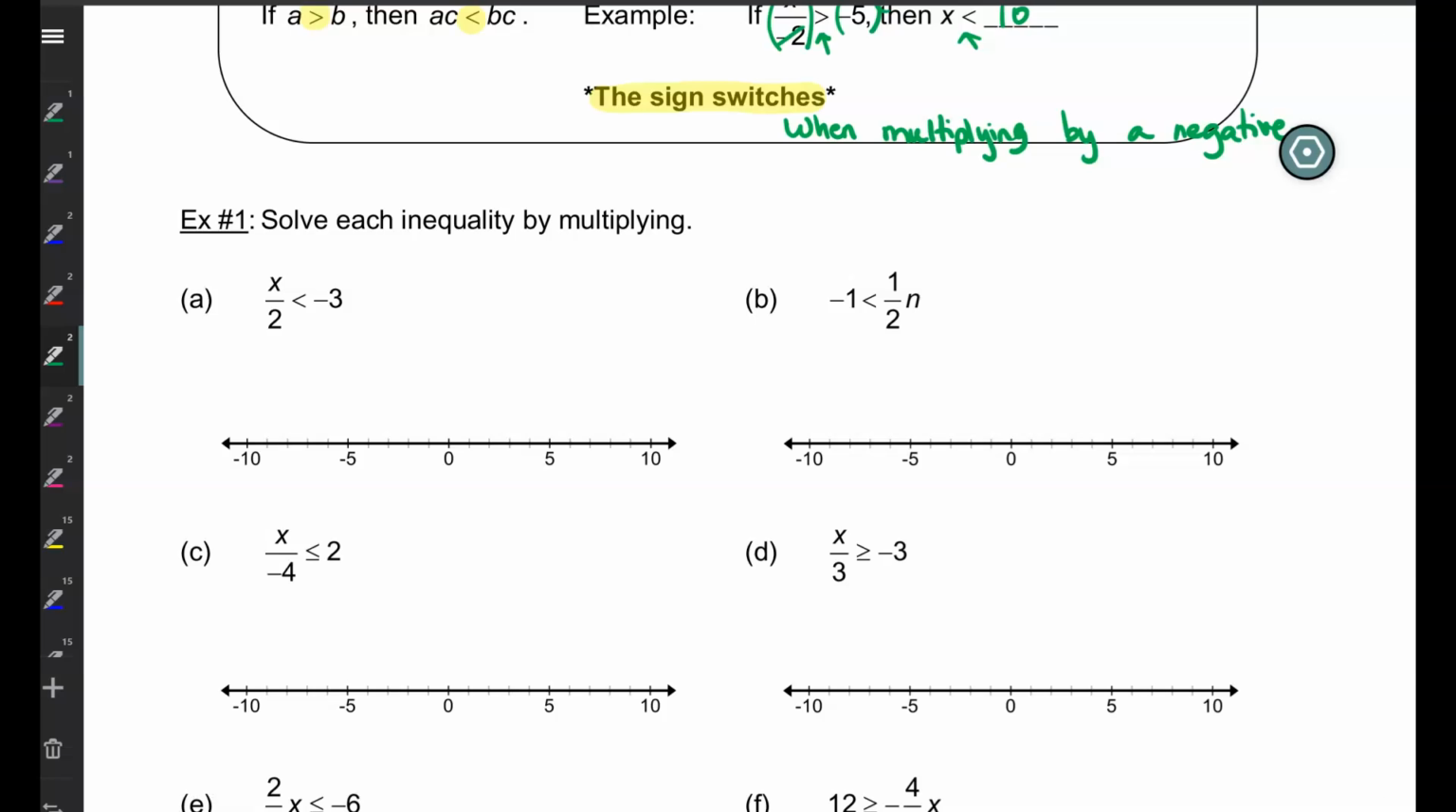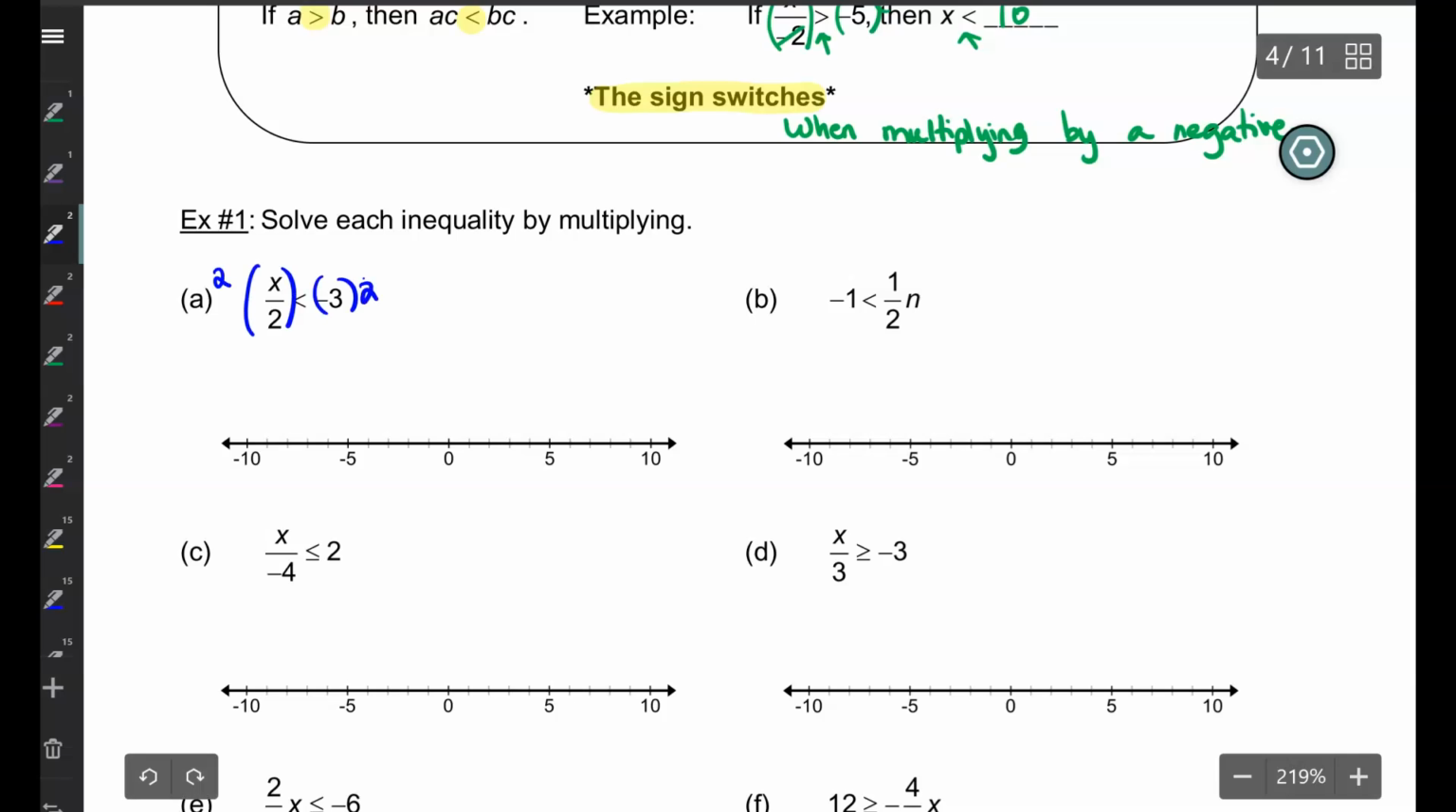Okay, so let's take a look at the examples. We have x over 2 is less than -3. So what are we going to do? We're going to multiply both sides by 2. And that's multiplying by a positive 2. So that means that less than sign stays less than. -3 times 2 is -6. And then let's go ahead and graph it. So at -6, which is here, we're going to put an open circle. And less than means we're going to shade to the left.